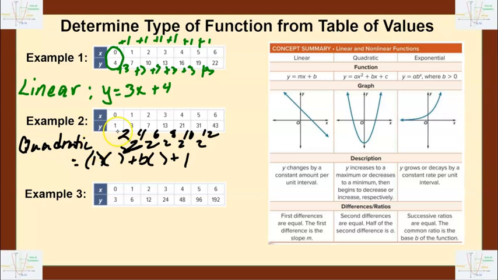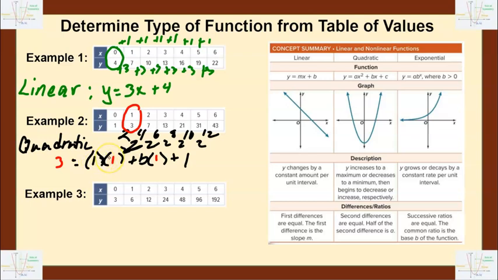I need to choose a coordinate. I can't use (0, 1) because I already have that in here. It's going to equal 1 and that won't allow us to solve for b. So I'm going to choose another point. I'm going to choose (1, 3). So when y is 3, x is going to be a 1. So I'm going to put a 1 in the parentheses here. So now I can solve this one.